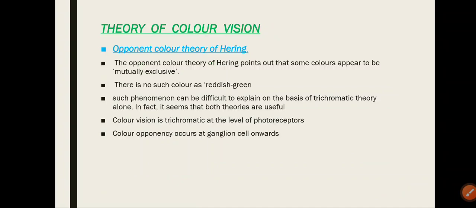Then we come to the theory of color vision. This is the opponent color theory. The opponent color theory points out that some colors appear to be mutually exclusive. There is no such color as reddish green. Such phenomena can be difficult to explain on the basis of the trichromatic theory alone. In fact, it seems that both theories are useful. Color vision is trichromatic at the level of the photoreceptors. Color opponency occurs at the ganglion cells onwards.